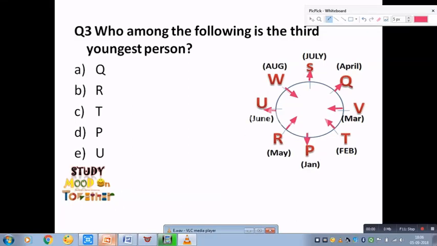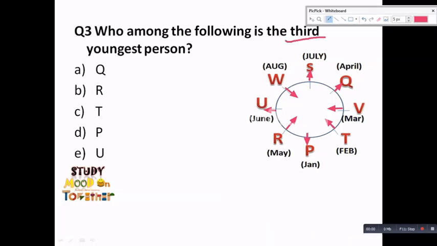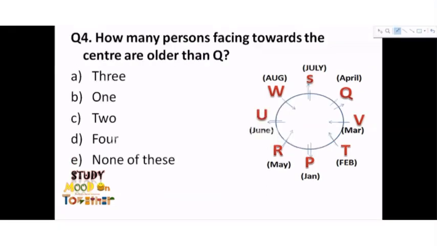Question number 3. Who among the following is the third youngest person? A. Q, B. R, C. T, D. P, E. U. From the figure that we have made we got to know that third youngest would be the person who born in the month of June, so the person born in the month of June is U, so the correct option is E.